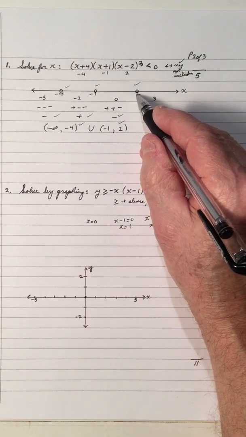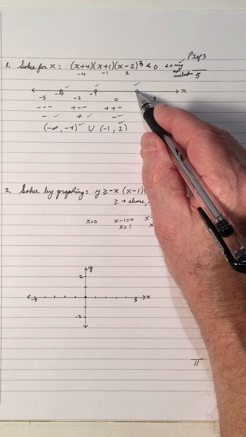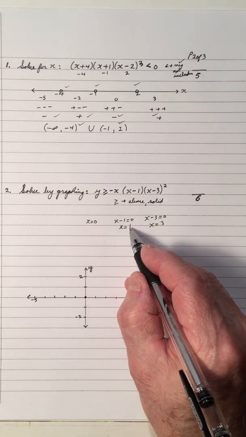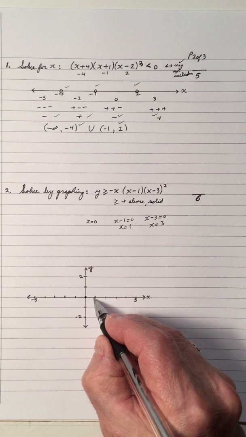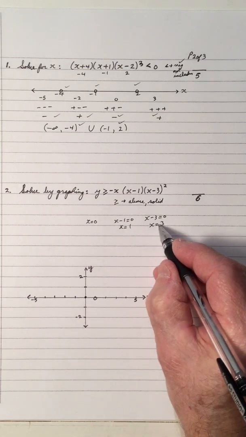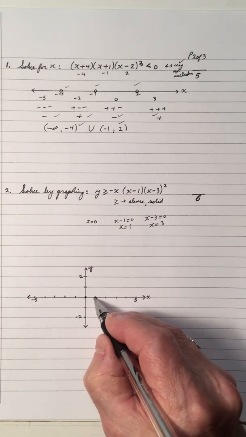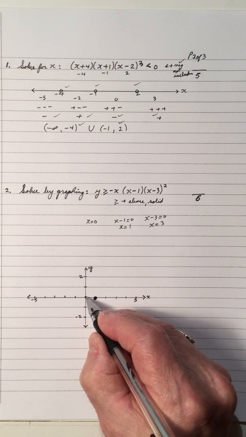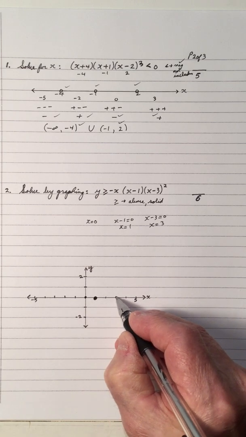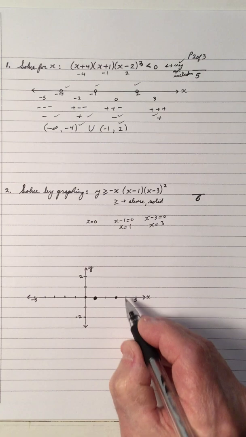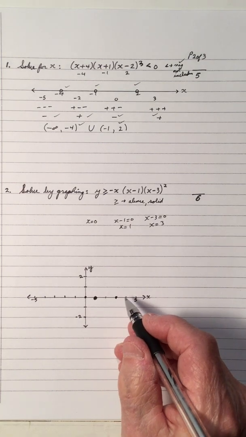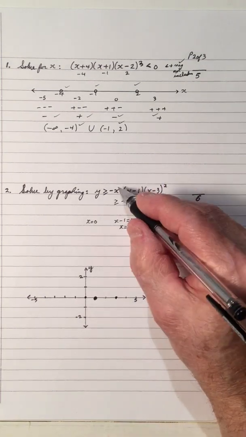Notice up here, it was hollow, meaning not included. I have an x-intercept at 1, so there's a solid dot at 1, and there's an x-intercept at 3. Solid. What am I saying hollow for? It's solid because it's an equal sign. And 3 is solid.